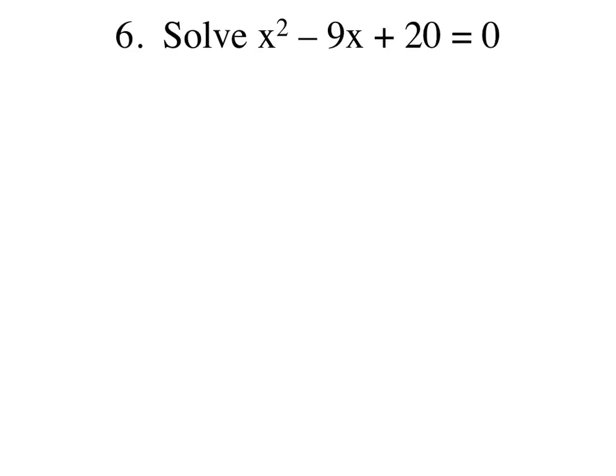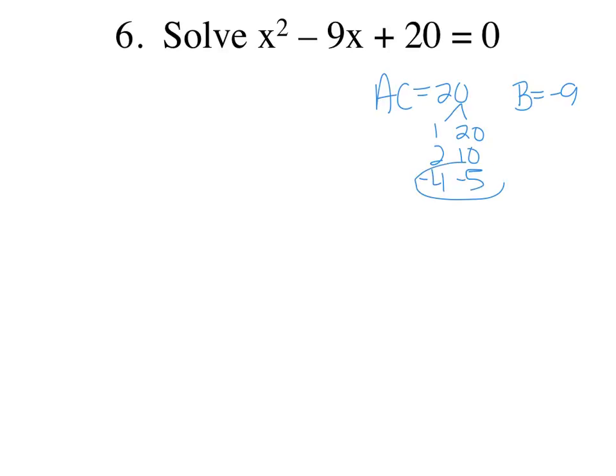Okay, next one we're going to look at factoring first and then setting our factors to 0 to get our solution. So again, you're going to look for a GCF. There is no GCF here, so we're looking at the factors of AC, which is 20, that give you B, which is negative 9. And you can list your factors of 20 that are going to end up giving you negative 9, and it should end up being 4 and 5, both of those negatives.